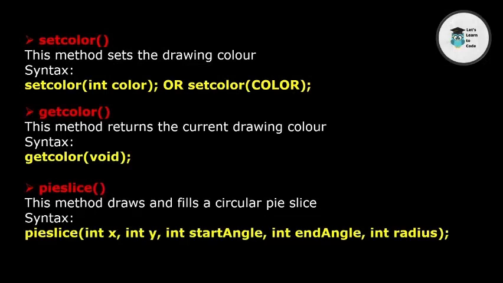The pieslice method. This method draws and fills a circular pie slice. With the circle method, we cannot draw a colored or filled circle. But with the pieslice, we can draw a slice of a pie, or an arc, that will be a colored one. The pieslice method takes 5 parameters: int x, int y, the starting angle, the ending angle, both integers in degrees, and the radius. X and y are the center coordinates. The starting angle and the end angle denote where the arc should start and where it should stop.